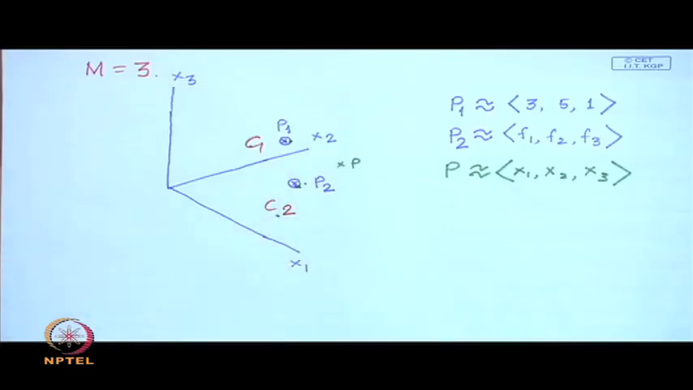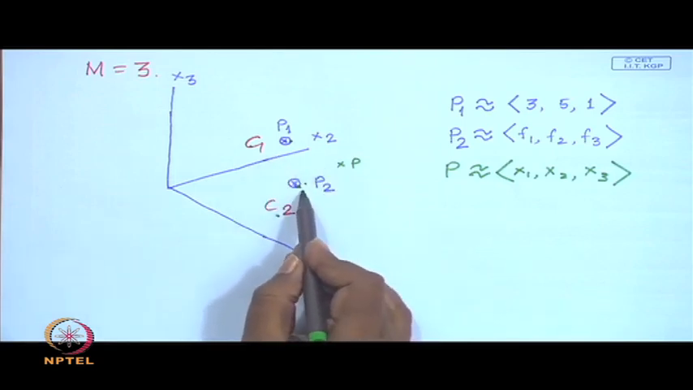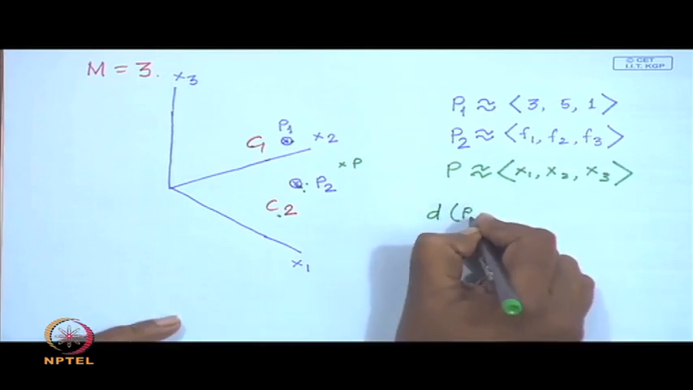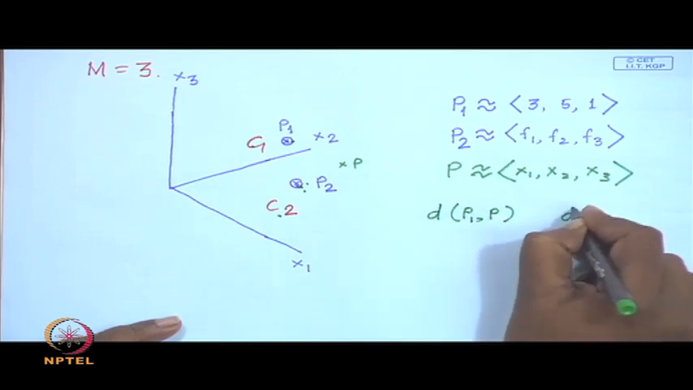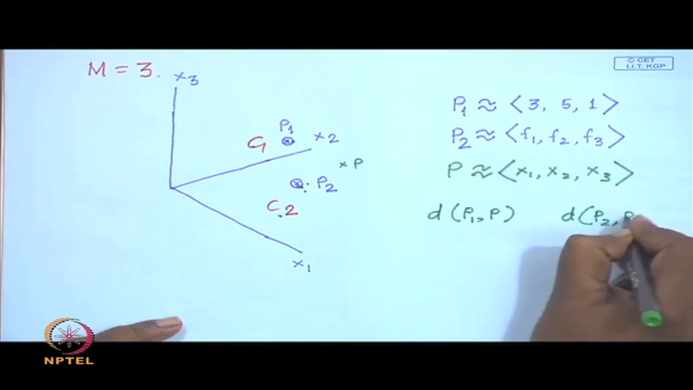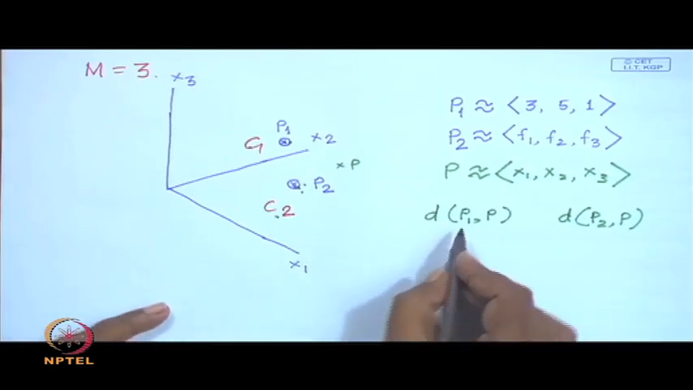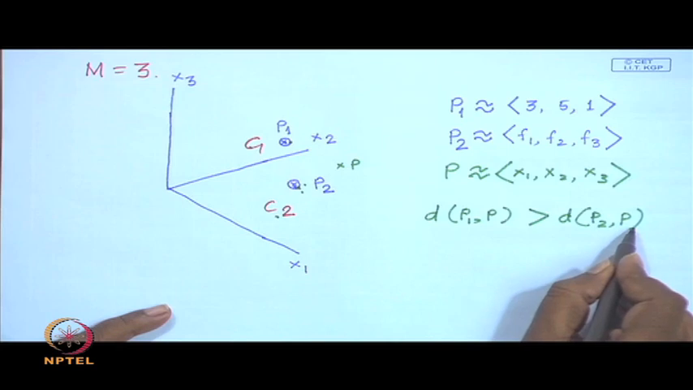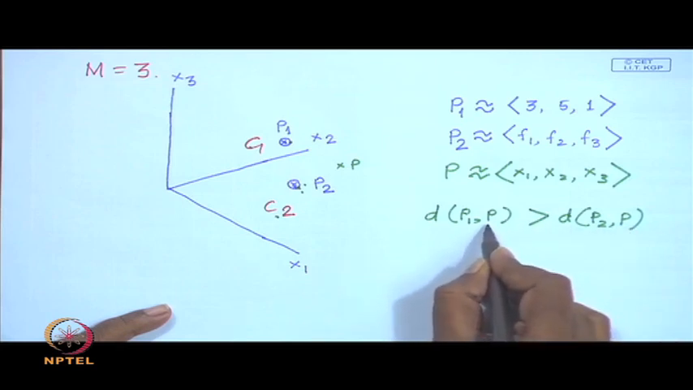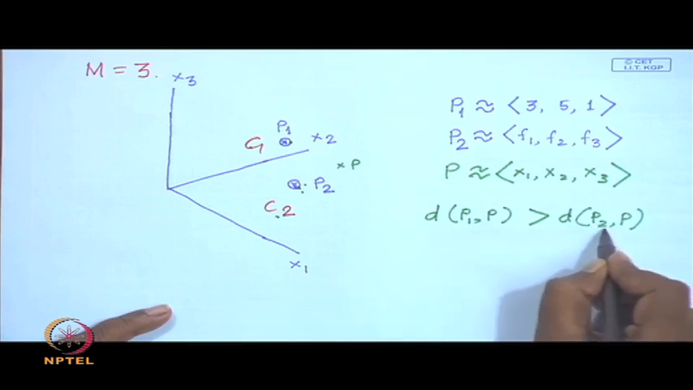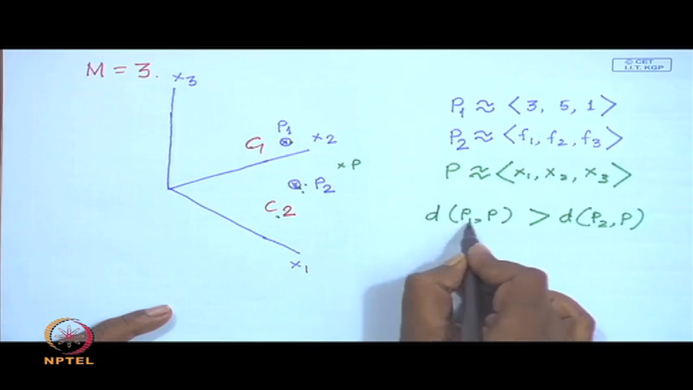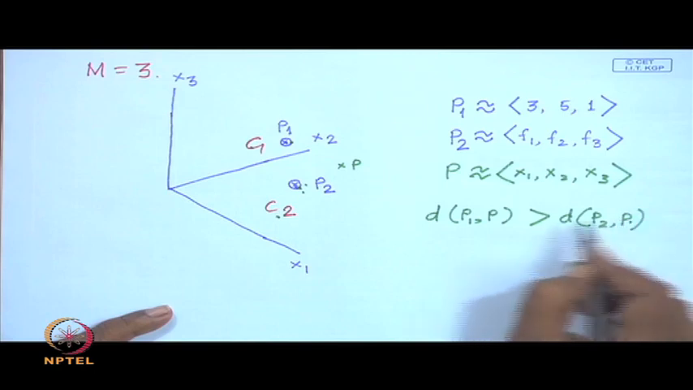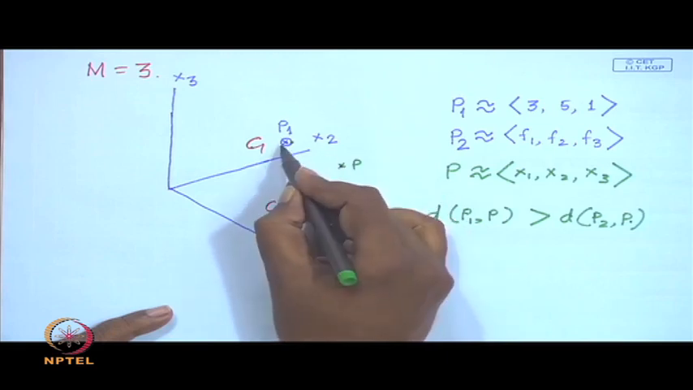So, one simple classification rule can be that, because I have these two known patterns P1 and P2, I find the distance from P1 to P, and I find the distance from P2 to P. If I find that the distance from P1 to P is greater than the distance from P2 to P, that means this unknown pattern P is more similar to P2 than to P1, because the distance between P1 and P is more than the distance between P2 and P.